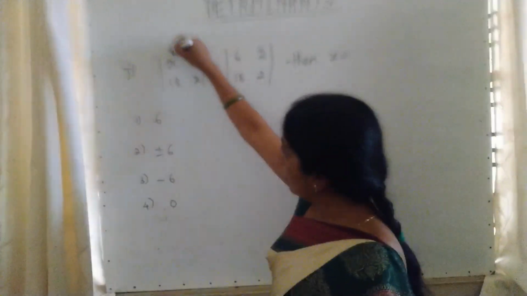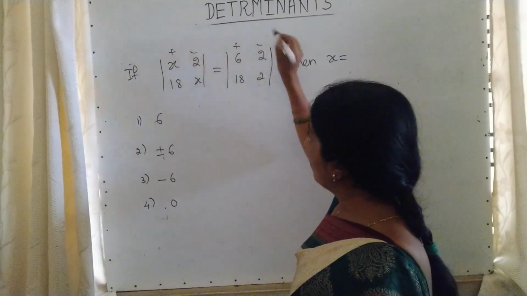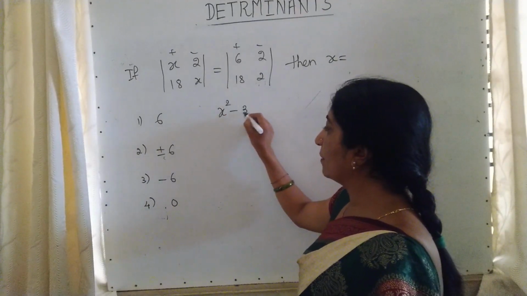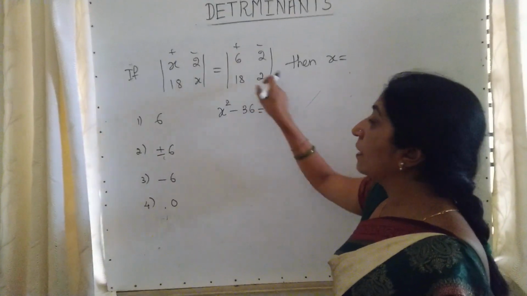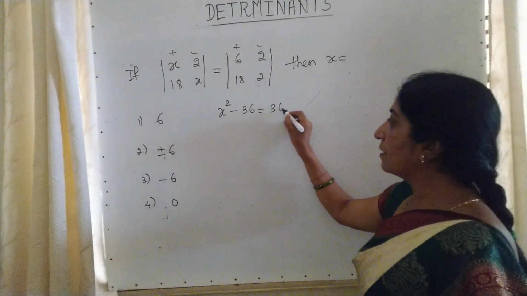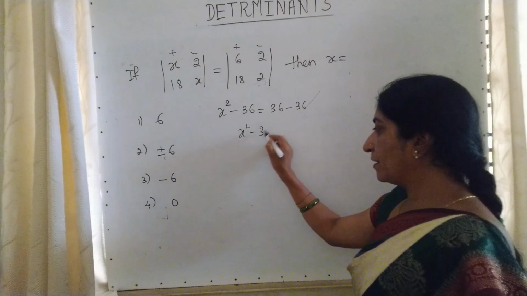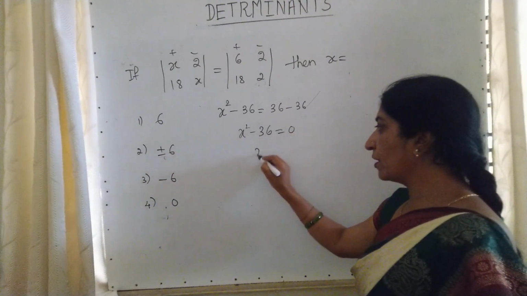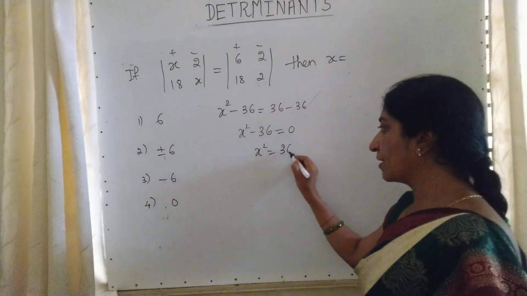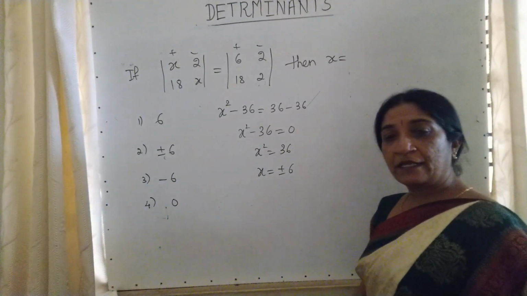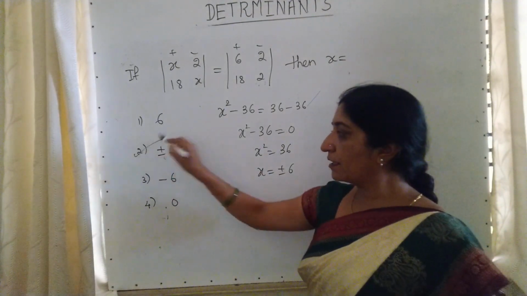This is plus, this is minus, this is plus minus. x into x is x square minus 36 is equal to, right side 36 minus 36. So x square minus 36 is 0. x square is equal to 36. x is equal to plus or minus 6. Then tell me what is the answer? The answer is second one.